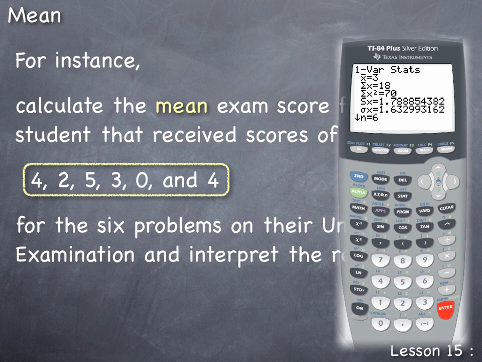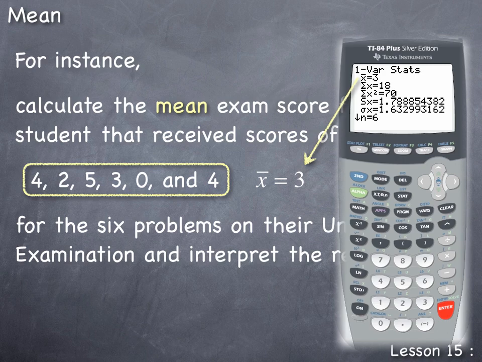So we could read off the calculator screen the value of the sample mean x bar. In this case, x bar equals 3. Now, the population mean, mu, is not displayed on the calculator screen. That's because the result for calculating a population mean and a sample mean give you the exact same result. The only difference is the context in which the data has been collected.